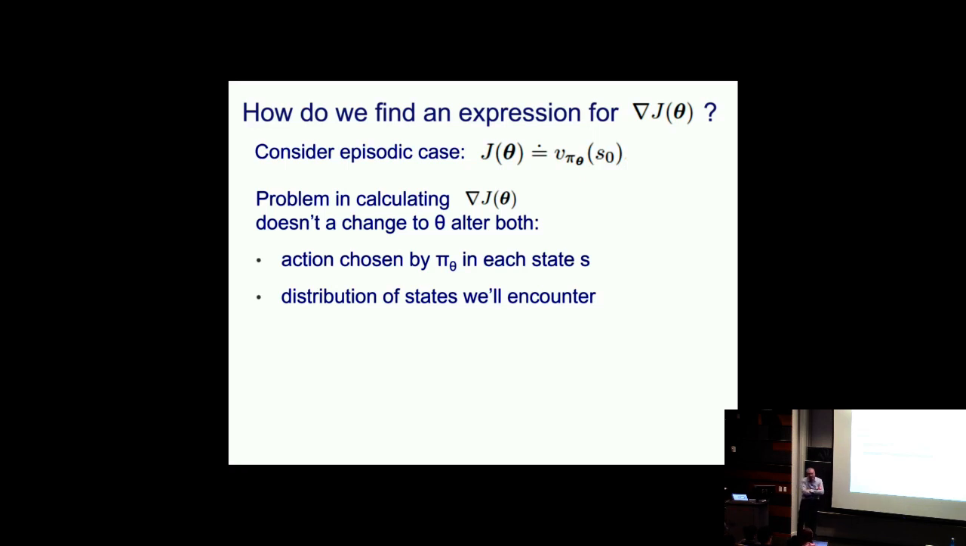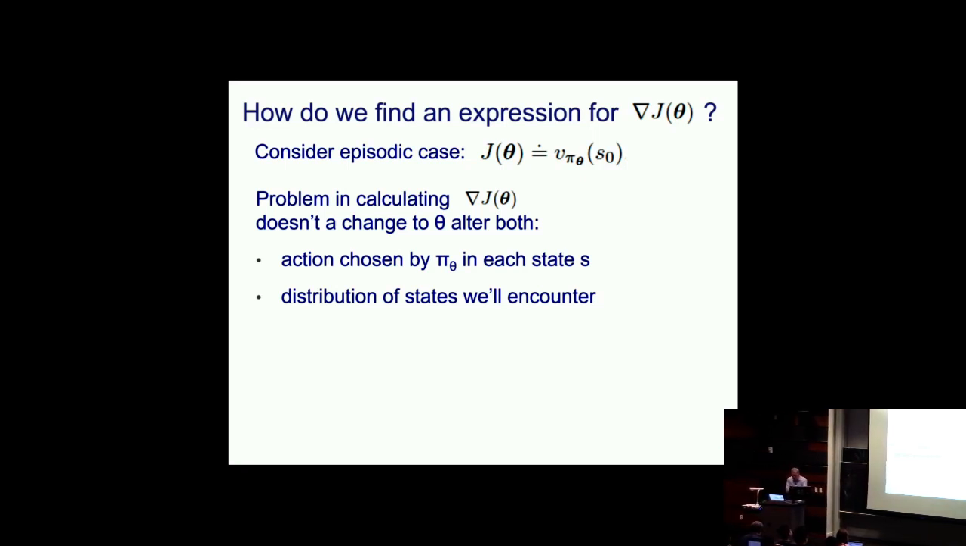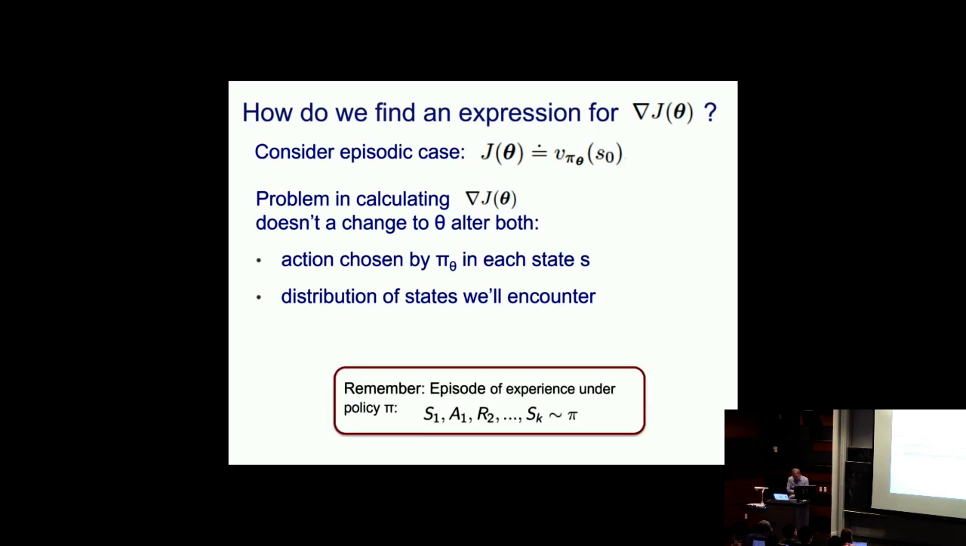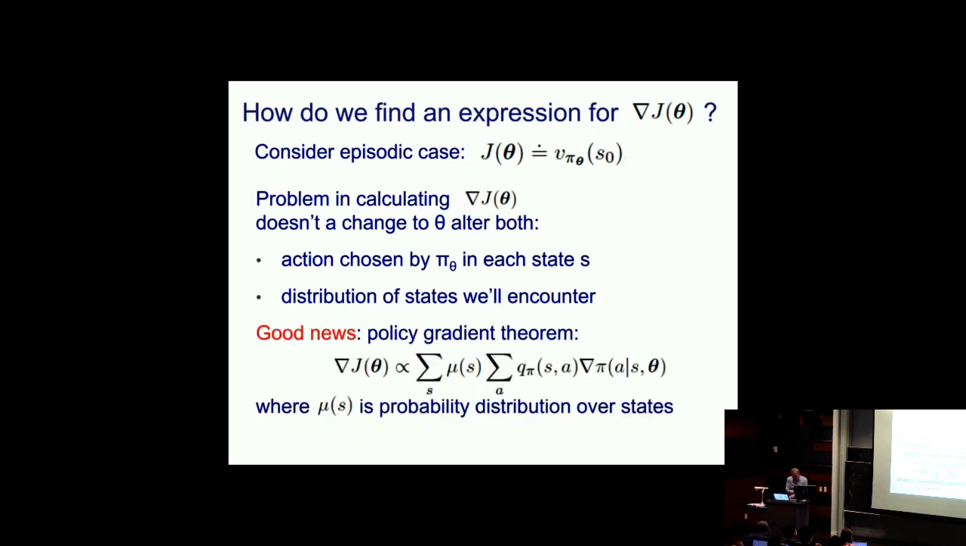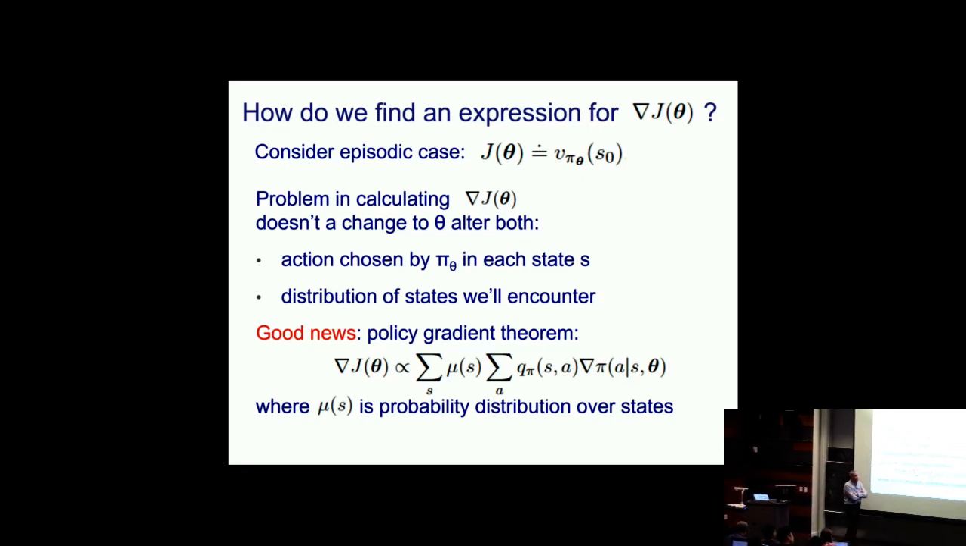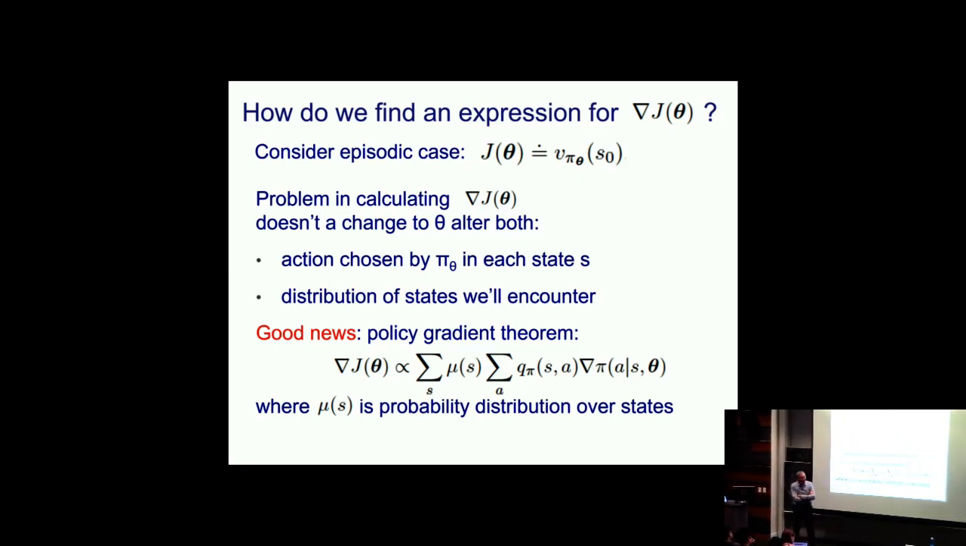So you might think because of this, it's going to be a horrible thing to calculate this gradient. But it's not. It turns out there's a wonderful thing called the policy gradient theorem, which tells us that actually the gradient of J with respect to theta is proportional to this quantity. And let's look at what that means.